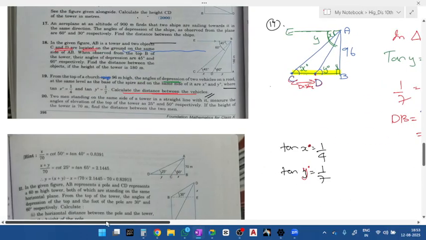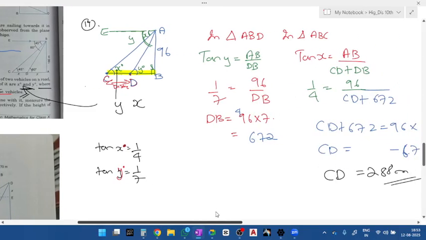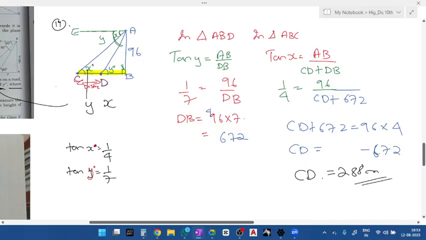See, why are we getting negative 288? Can you tell me why negative 288? Any guess? Just because we took X first, Y next, we got minus. If you take Y and X here, you'll get positive 288. But here, have they mentioned which one to take first? In the question, did they mention? No, right? They haven't told us to take X first, then Y. So even if you're getting negative, ignore that. The answer is 288 meters. CD is equal to 288.